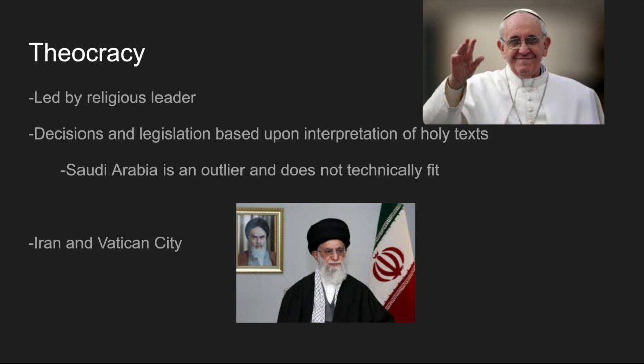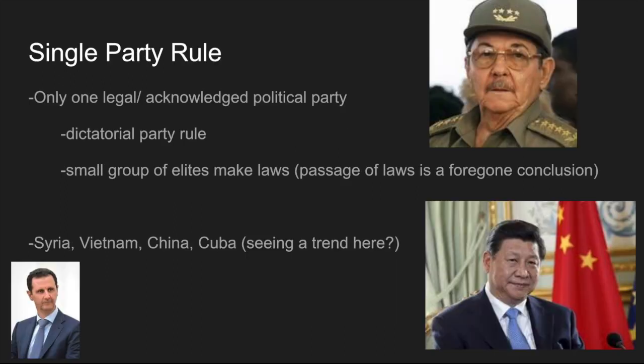Vatican City's doing okay because it's like 6 acres. It's a little easier to run when you have 30 people living there as opposed to an actual country. All right, so that's theocracy. It's quick, religious-based decisions, religious leaders. Single party rule. Okay.